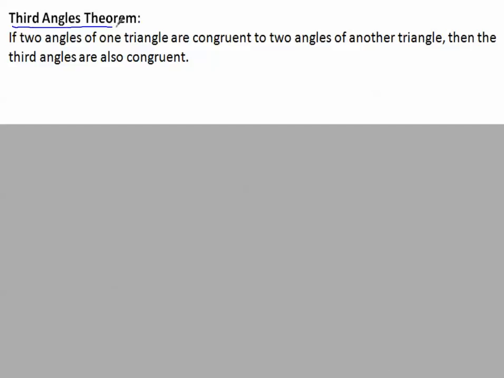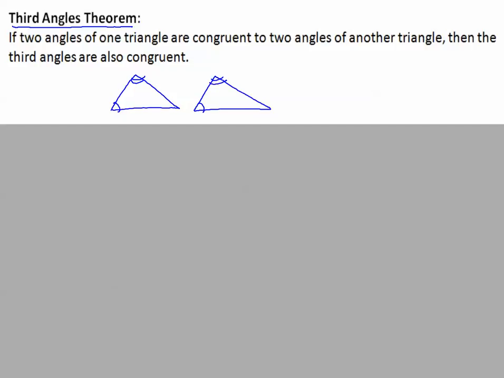Let's talk about the third angles theorem, because that can be quite useful. If I have two triangles, and in each of the triangles, I tell you that this angle is congruent to this angle, and this angle is congruent to this angle, what else should we be able to conclude?